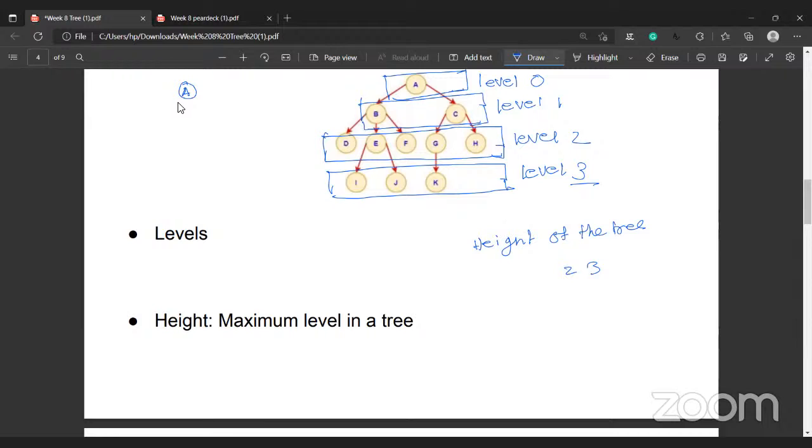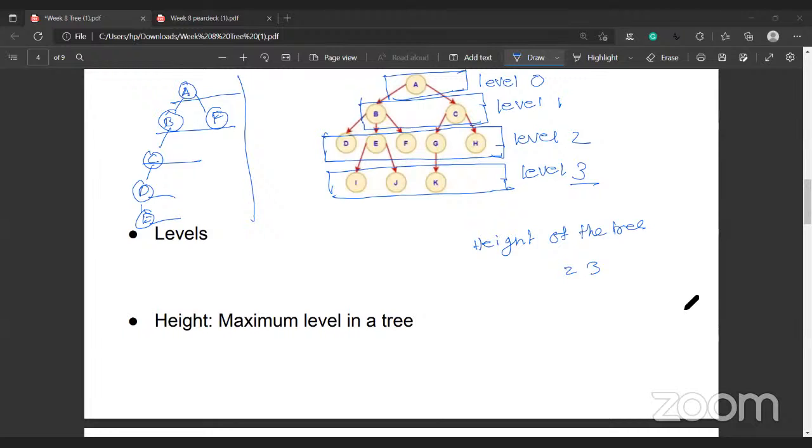Suppose there is one tree. Suppose this is A. Let's take one example. B, C. So what will be the height of this tree? 4. Yeah. So this is level 0. This is level 1. This is level 2, level 3, and this is level 4. So everyone got it?